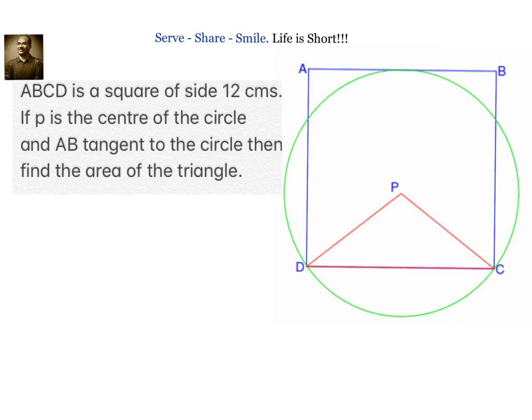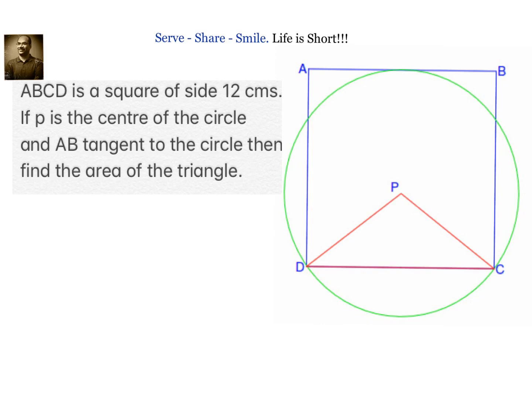I will repeat. We have ABCD, a square of 12 centimeter. P is the center of the circle passing through C, D and having AB as the tangent. We have to find out the area of the triangle. Now how to solve this problem? Let's go ahead and try to solve this.